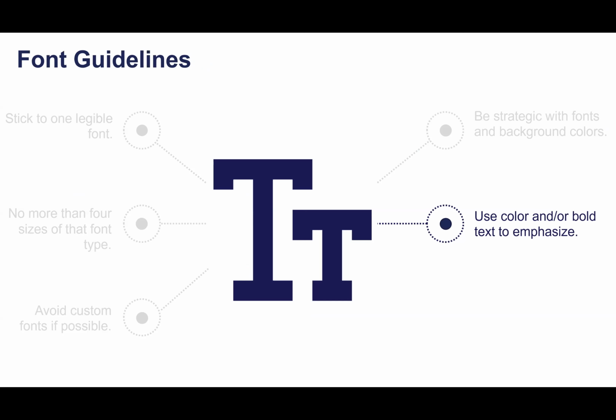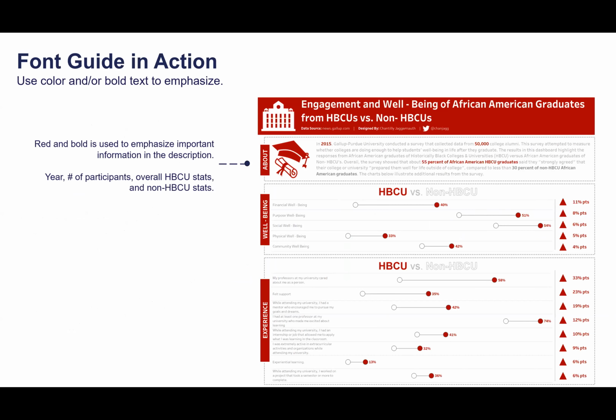Next, you want to make sure that you're using font strategically and using it to bold or emphasize your text. In this example, we've used red and a bold color to emphasize what we want our users to pick up on in this paragraph. Typically, if I have a paragraph on a dashboard, I don't expect my users to read the entire paragraph, because sometimes when I'm reading, I won't even read a whole paragraph. You will want to use color to highlight what your users' eyes should be drawn to. If you look at this, your eyes are drawn to the 2015, the 50,000, the 55% of African-American HBCU graduates. Your eyes are drawn to those things.